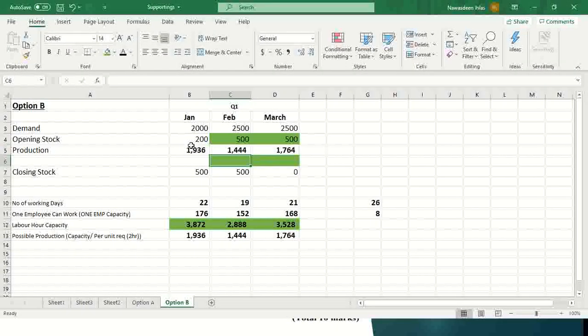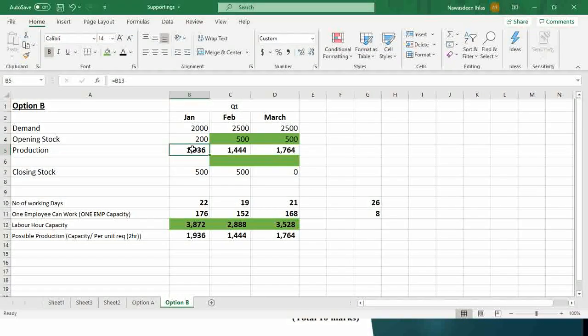So using our existing employee capacity, number of employees 26, we can produce this much output for January, this much for February, this much for March.